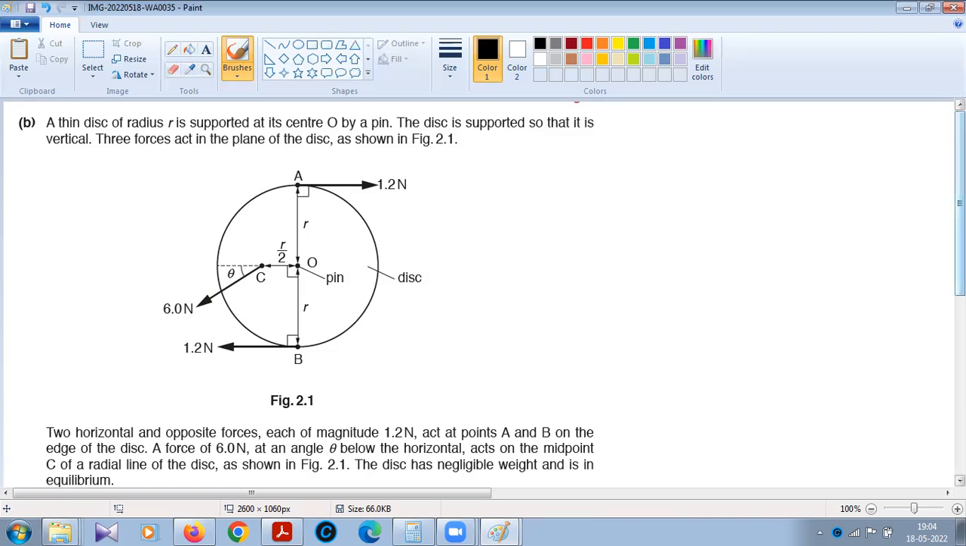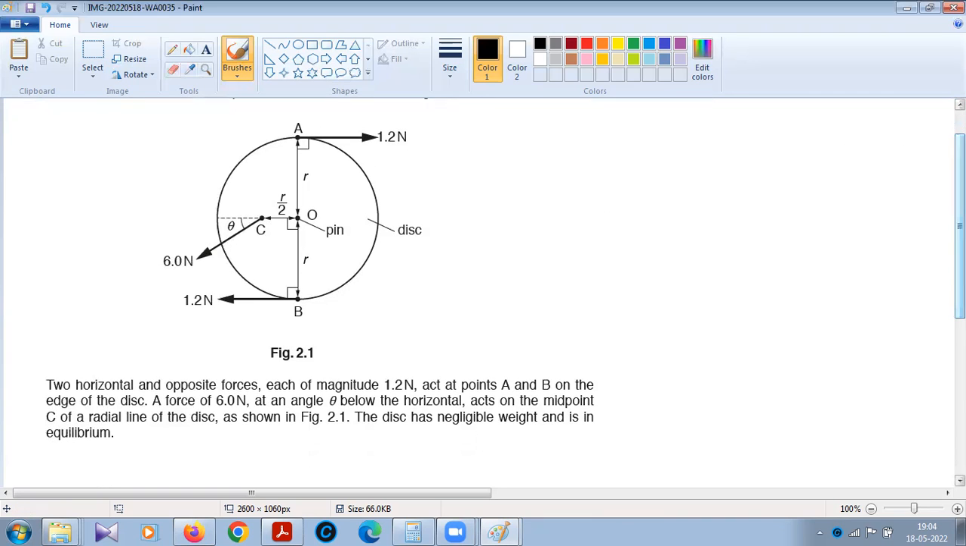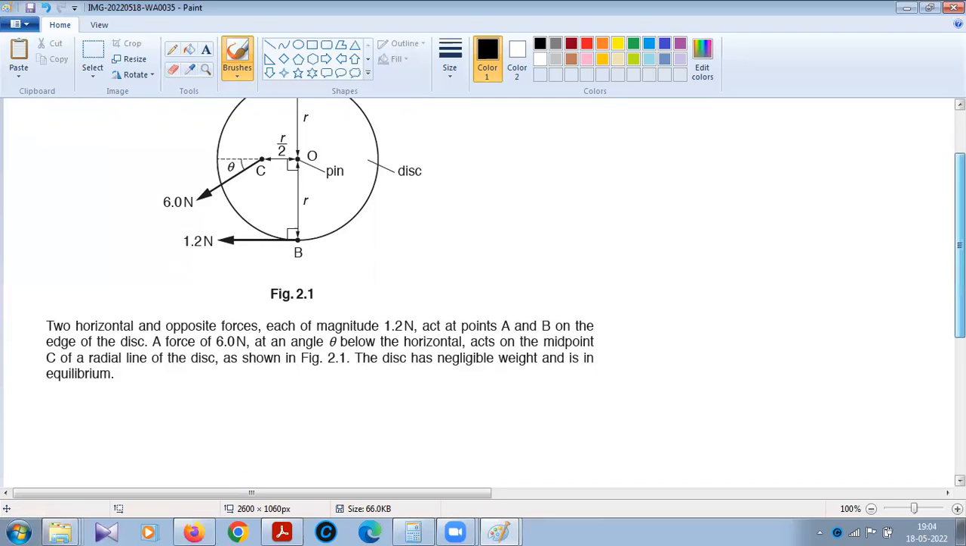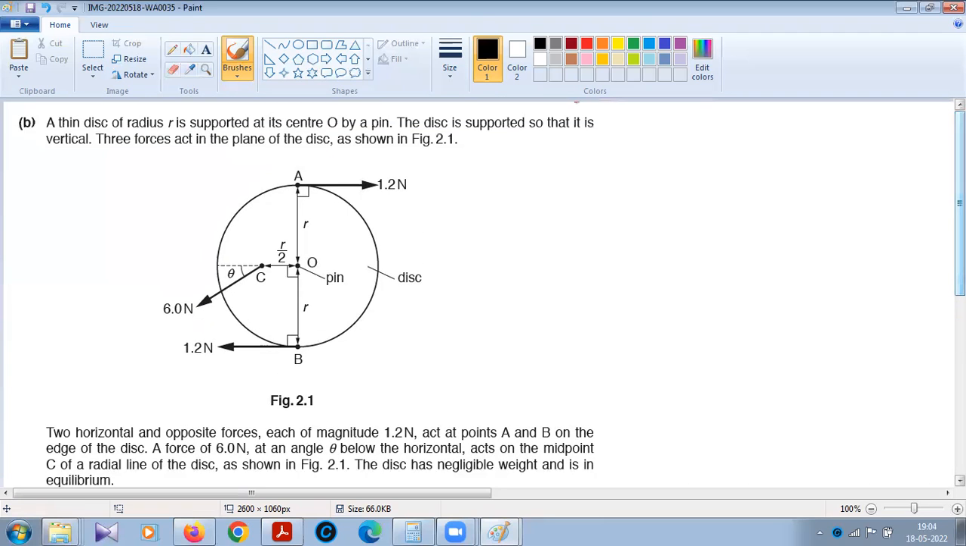So what is happening? Two horizontal and opposite forces will cause the resultant torque. A force of 6 Newton at an angle theta. The disk has negligible weight and is in equilibrium. So what will happen in equilibrium? Net torque will be 0, and net force will also be 0. So net force also you have to make it 0.